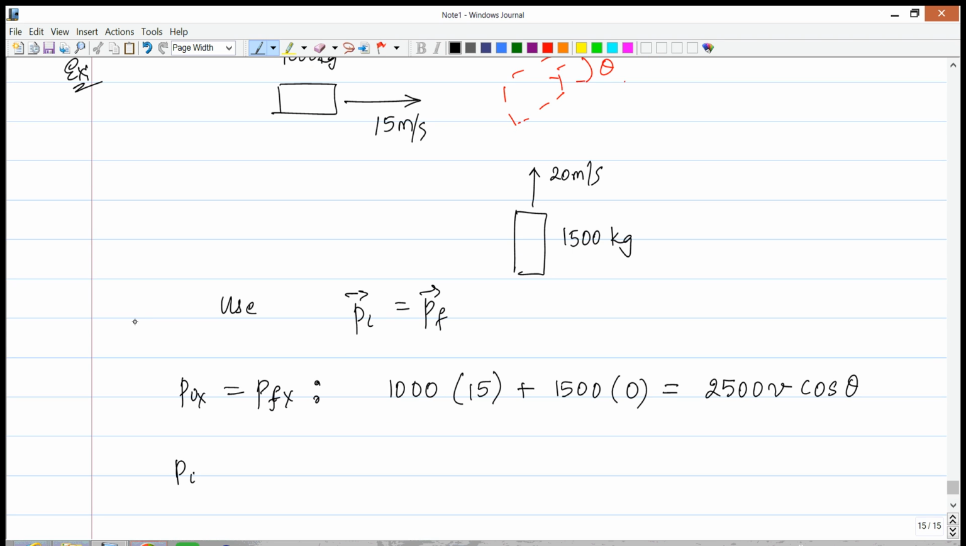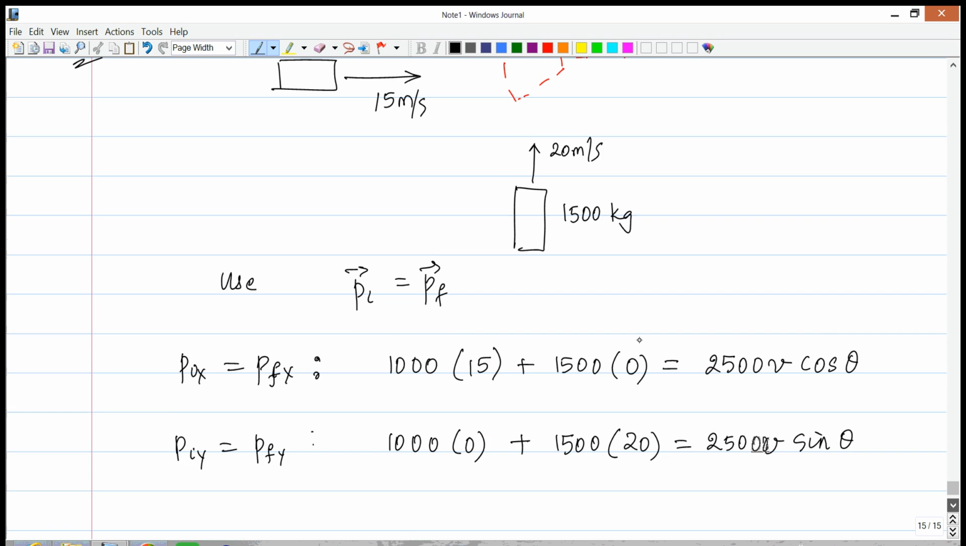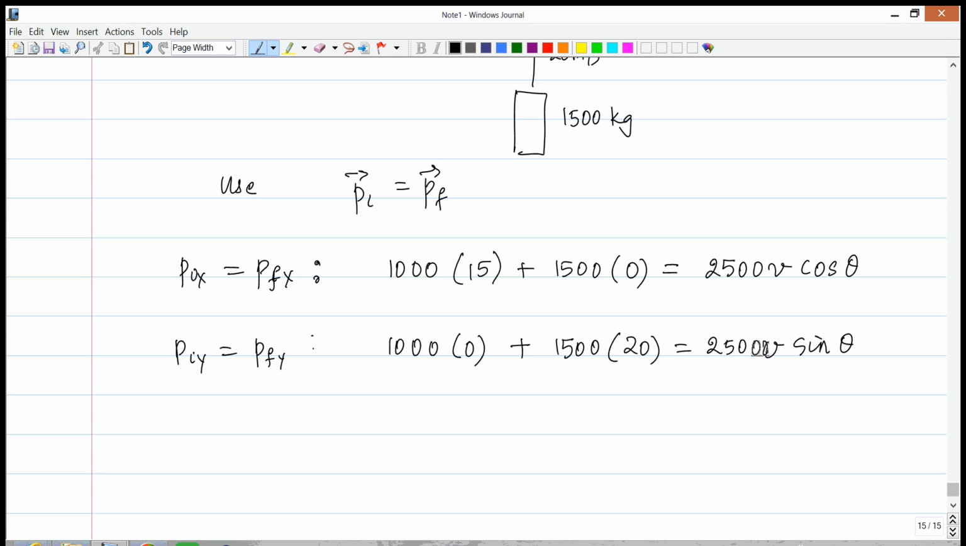Let us repeat this for the y direction. Piy is equal to Pfy. We have 1000 times 0, because the first vehicle is not moving along the y direction, plus 1500 times 20, and this is equal to 2500 times v times sine theta. So we have a lot of information here. Now we need to solve the two equations for the two unknowns.